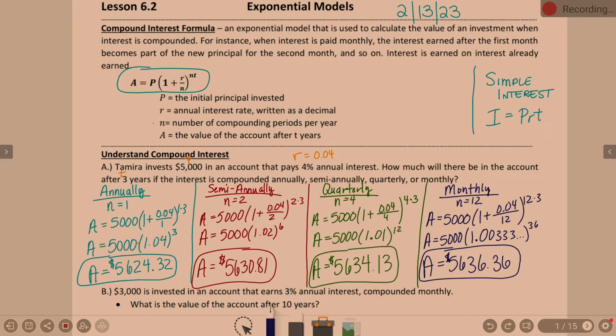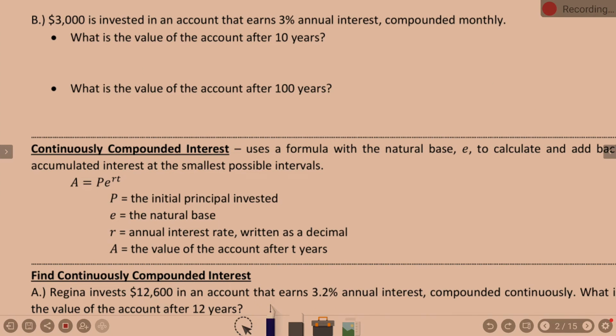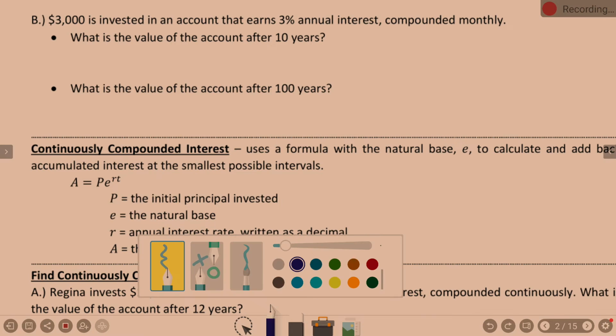Okay, let's look at B real quick, and then we'll go learn a different formula. This one I just want to compare. $3,000 is invested in an account that earns 3% annual interest compounded monthly. We're going to compare the value between 10 years versus 100 years and look at the difference. With that in mind, what pieces of information can you identify here?